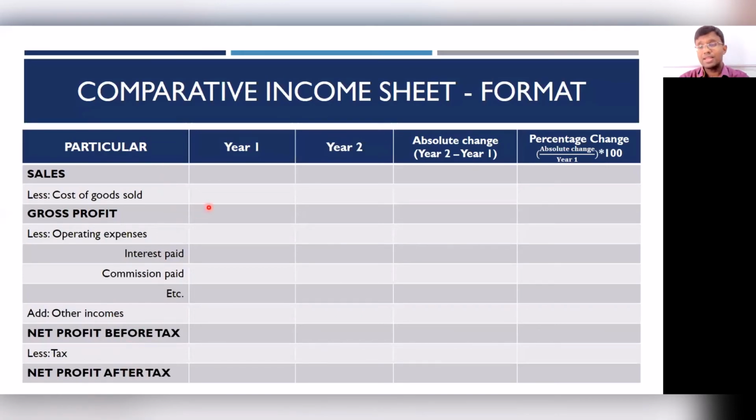Now, the remaining aspects of the comparative income statement are the same. You have year 1, then year 2. Then you have the absolute change, which is year 2 minus year 1. Then you have the percentage change, which is the absolute change divided by year 1. This will help you know the percentage change. Here, the only difference is that in particulars, you will be accommodating all the items which are a part of the income statement. So this is how you go about the preparation of the comparative income statement.